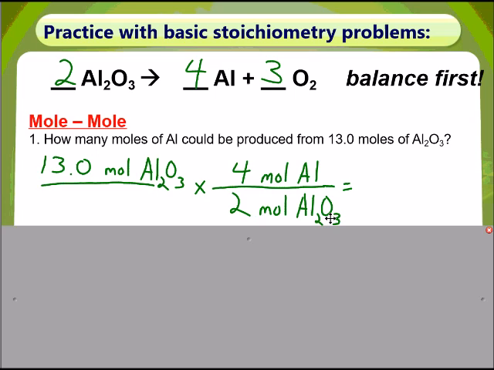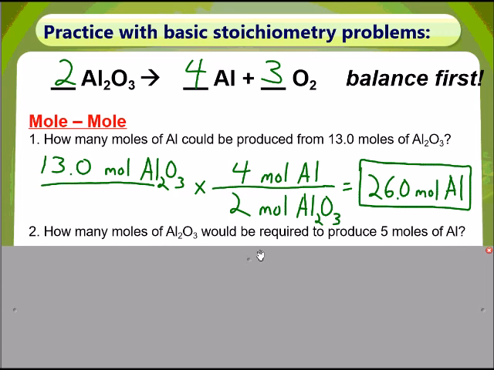We need aluminum oxide to be on the bottom. There is a 2 in front of aluminum oxide, so that's where this 2 comes from. Now we're converting this because they asked for moles of aluminum, so 4 moles of aluminum goes on top. That's all they asked for, so we don't need step 3. So we can just do the math. 13 times 4 divided by 2, our answer would be 26 moles of aluminum.